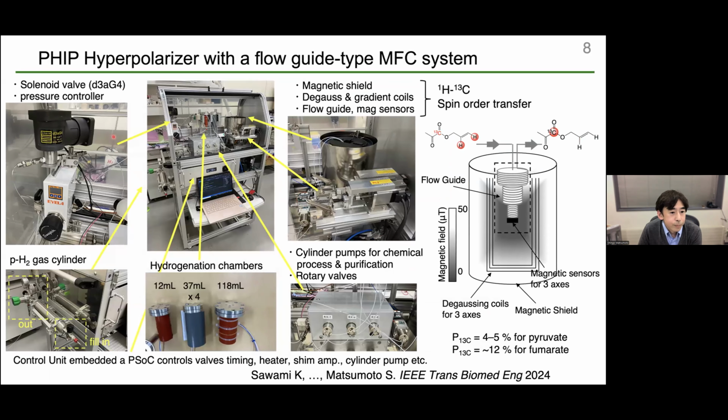So for the PIP study, we use our lab-made PIP polarizer system, and we made a trick for the proton to carbon spin order transfer, in which the three-dimensional fluid path was placed under a very small magnetic field gradient, and the parahydrogenated precursor was flowed through this fluid path, and the spin order of two hyperpolarized protons can be transferred to the labeled carbon-13 atom. More detail of this polarizer system is available in this paper.